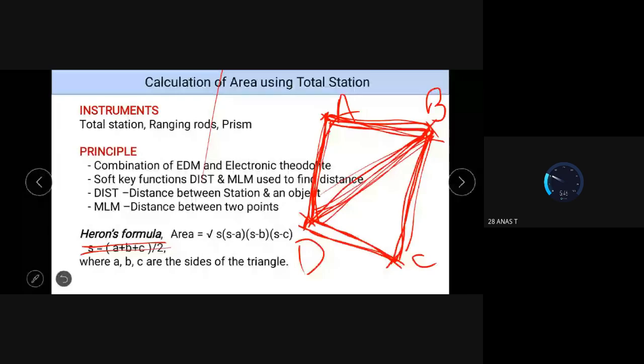So we can set the instrument. Suppose we set the instrument over here at O, and we are viewing the point A. First we view the point A, and we send the infrared rays, which are received back. Using the dist button, if we press the dist button, we get the distance OA, right? So then A is identified. So we know from the instrument where the point A is.